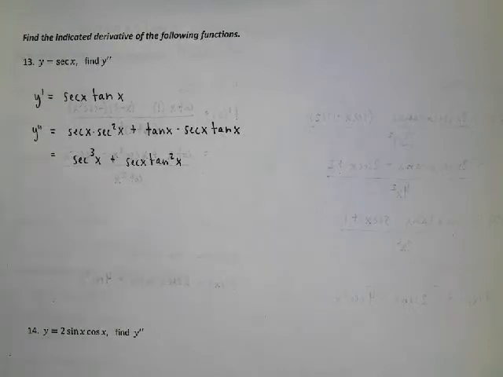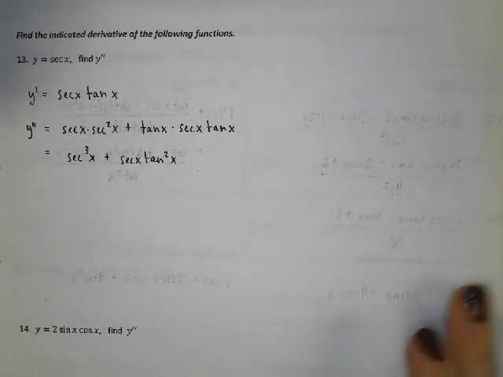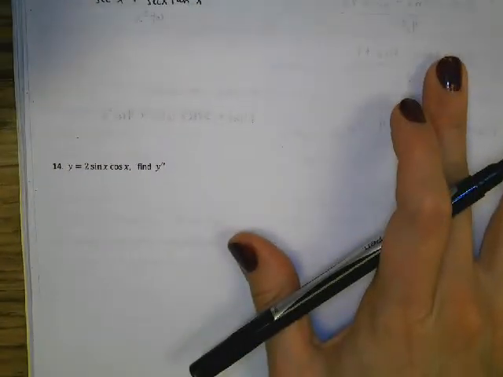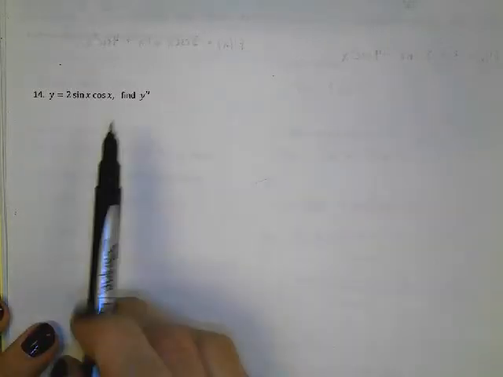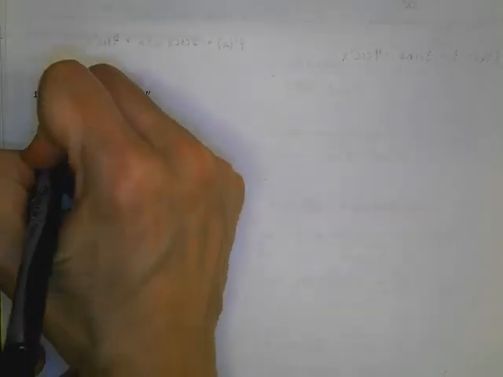All right, we have one more left to do. And this one gets pretty involved, so you might want to go back and watch this one a second time. But let's see what happens when we try to differentiate y equals 2 sine of x times cosine of x. And we're going to find the second derivative. The reason it's going to get pretty complex is because right off the bat, we notice that we already have to use the product rule to find our first derivative.